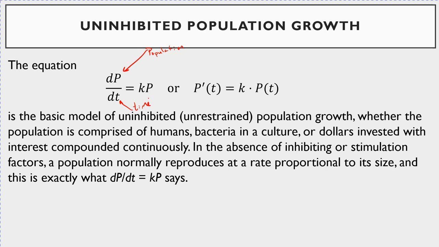All right. In the absence of inhibiting or stimulation factors, a population normally reproduces at a rate proportional to its size. And that is exactly what dP dt equals k times P is. So the rate of change is equal to some constant times the population size. That's exactly what's going on here. That's how it's reproducing.